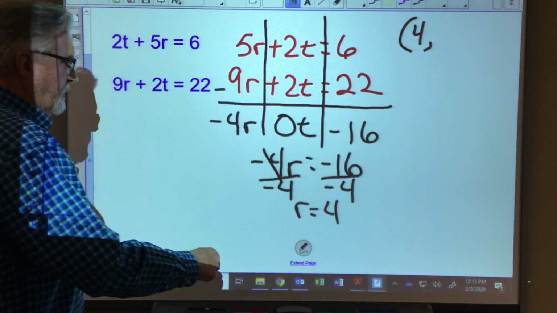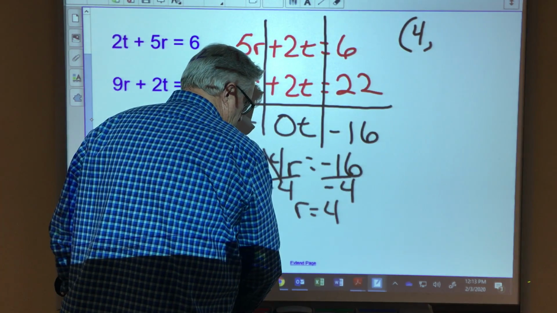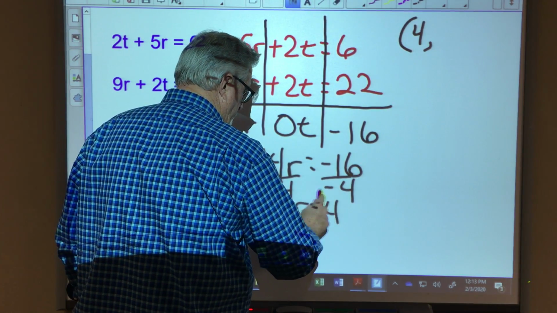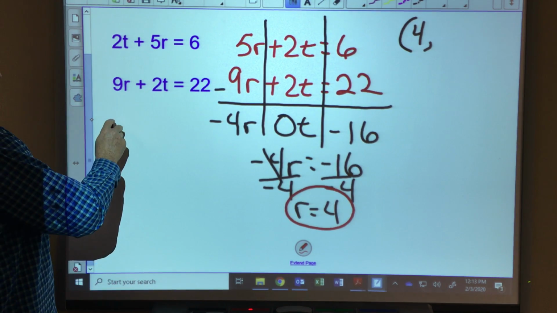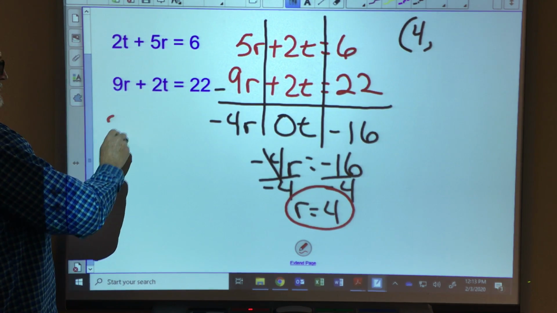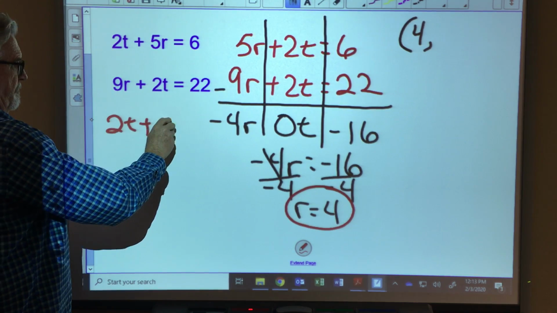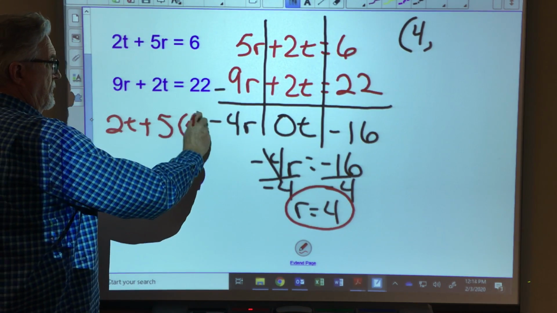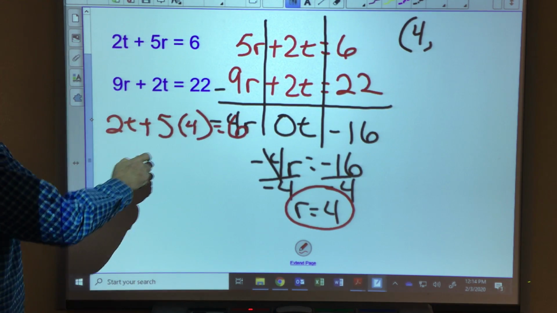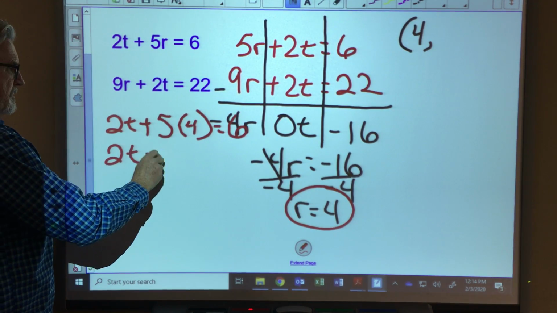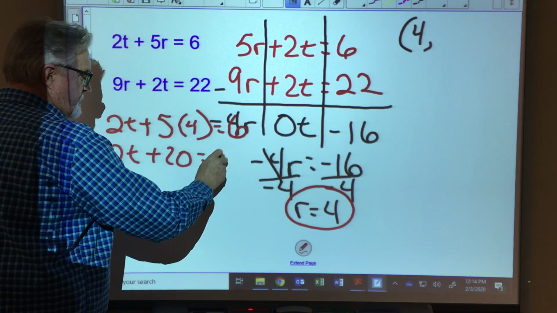Now we're going to take 4 and plug it into either one of these equations up top. So I'm going to replace r with 4. I'll just go ahead and do it in the first equation. So I've got 2t plus 5 times r, which is 4, is equal to 6. All right, we need to simplify. So 2t plus 20 is equal to 6.